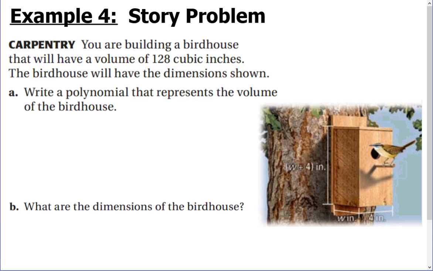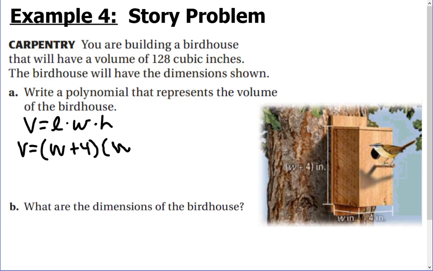So volume is length times width times height. Volume's three-dimensional. So it doesn't matter which one you call which because you're multiplying them. So it doesn't matter what order you multiply them in. Let's just get our three dimensions and multiply them together. So we have the W plus 4 times the W times 4. Again, doesn't matter which one you call which because you're just multiplying them all together. Doesn't matter which order you multiply in. So let's actually multiply those.